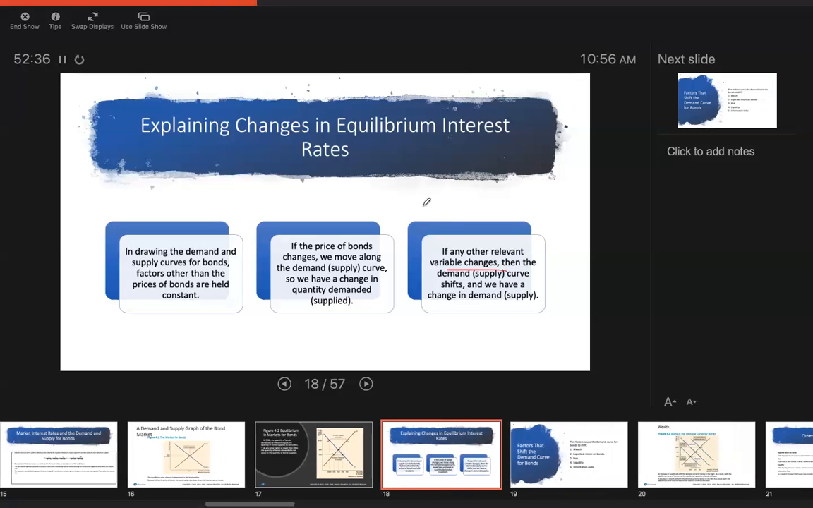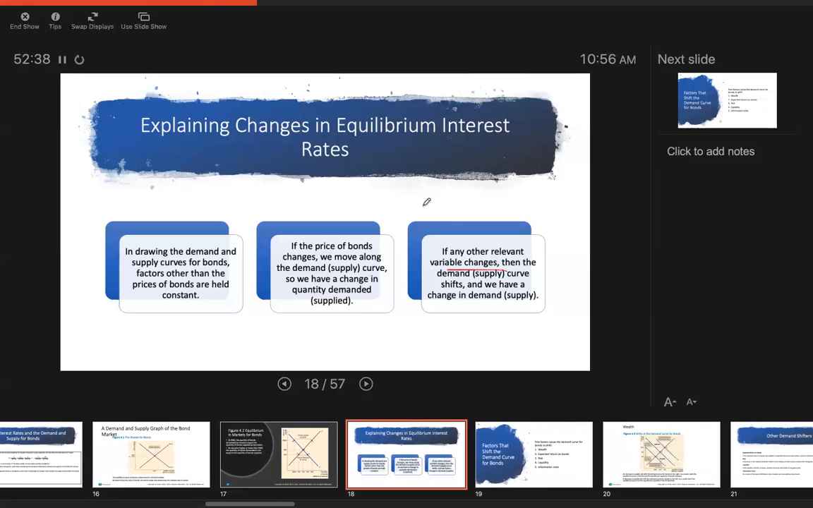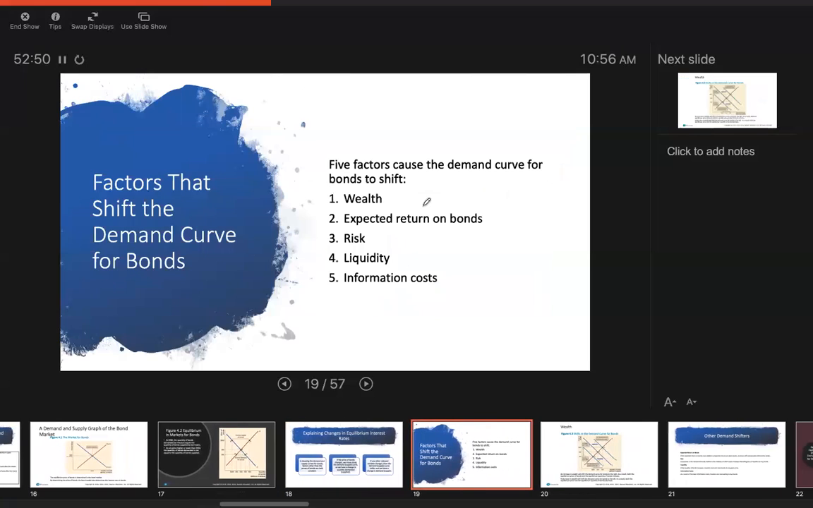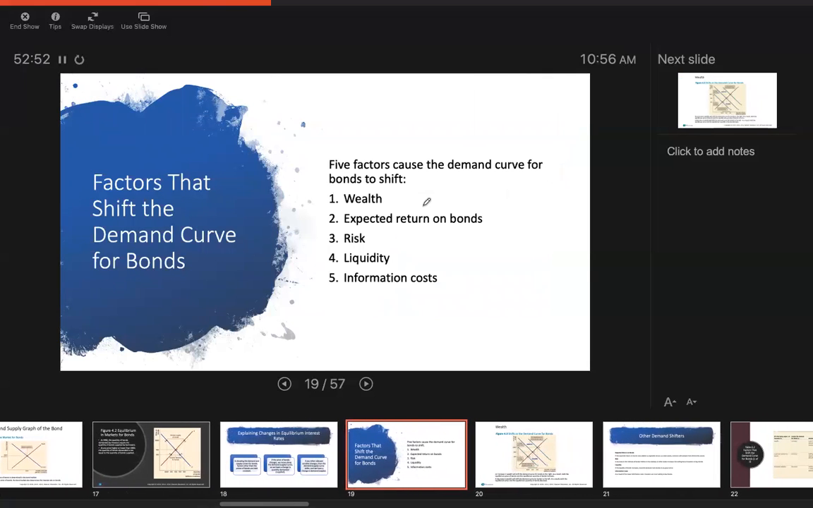But if any other relevant variable changes, which is what we'll do next, we'll talk about all the other variables which could affect the demand and supply of these bonds, then we have shifts in the entire curve. Okay. All right. So we'll treat each of these separately.